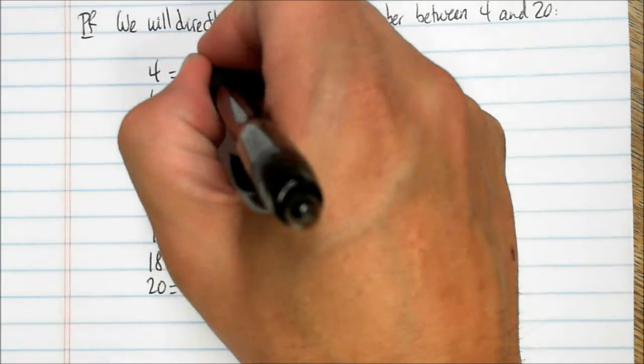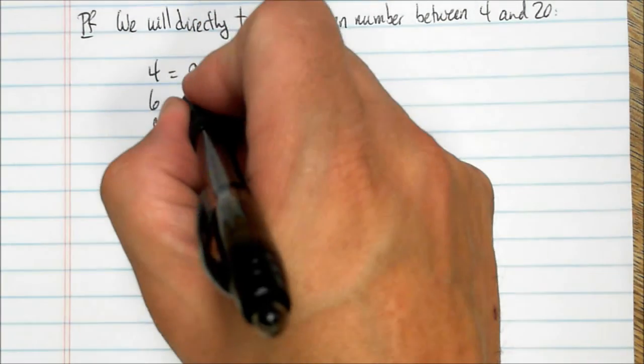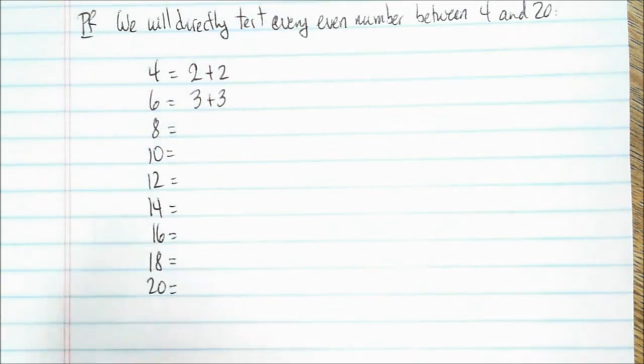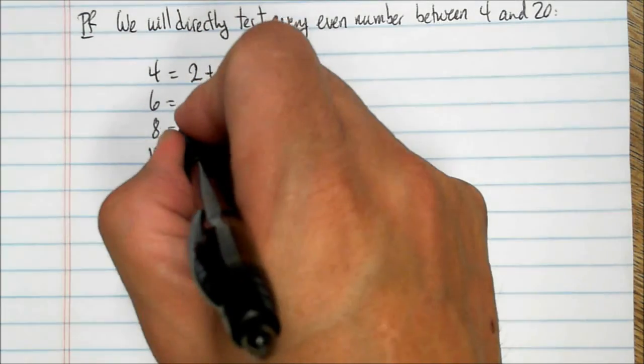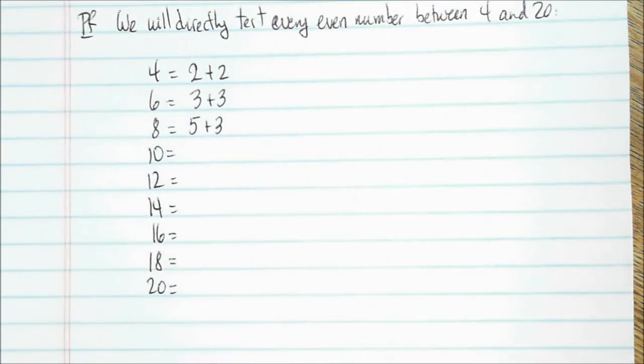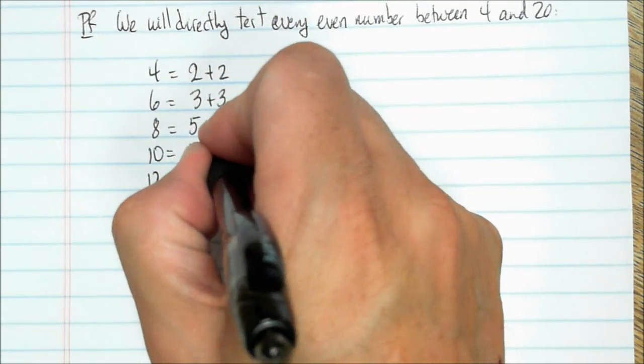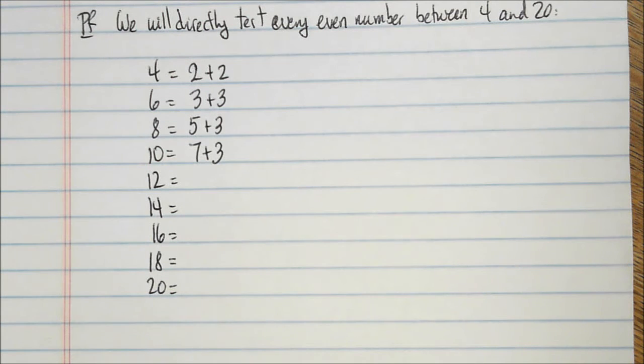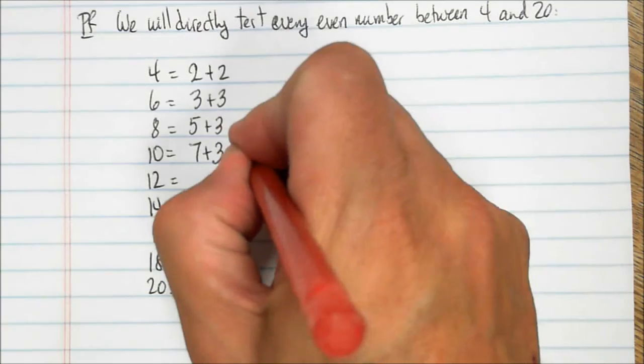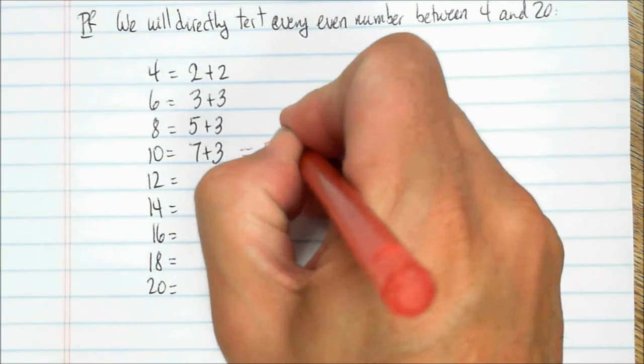All right, well, 4 is equal to 2 plus 2. That's the sum of two prime numbers. 6 is equal to 3 plus 3. And that's the sum of two prime numbers. 8 is equal to 5 plus 3. 5 and 3 are both prime. 10 is equal to 7 plus 3. That's one way it can be done. And I'll just mention parenthetically that this one can be done a different way. So that's also equal to 5 plus 5.